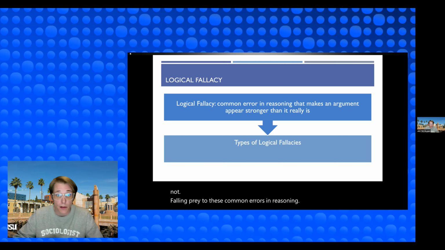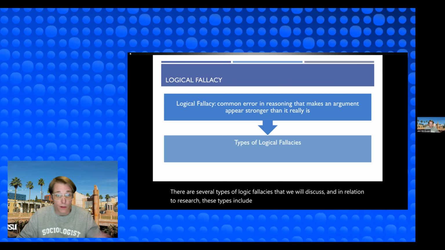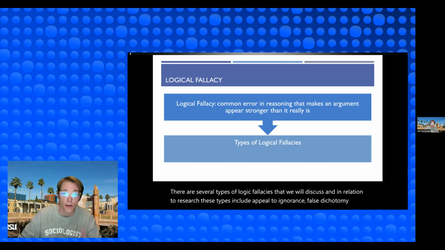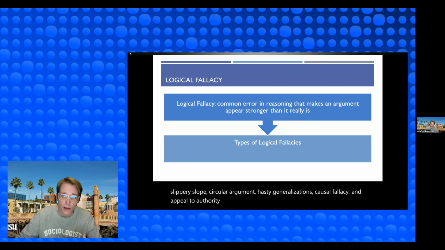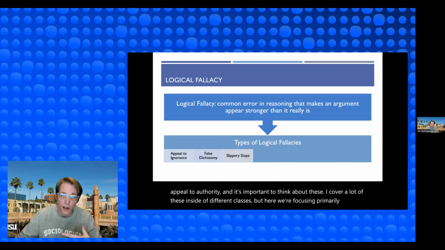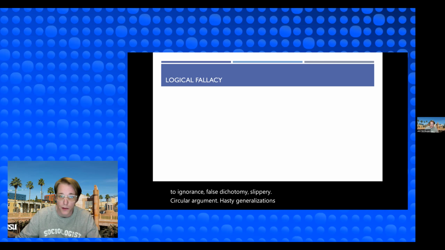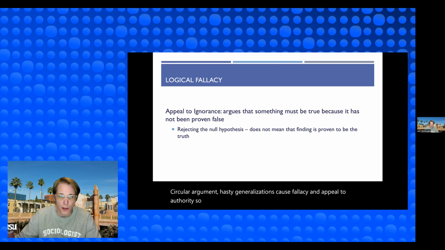There are several types of logic fallacies that we will discuss in relation to research. These types include appeal to ignorance, false dichotomy, slippery slope, circular argument, hasty generalizations, causal fallacy, and appeal to authority. It's important to think about these. I cover a lot of these inside of different classes, but here we're focusing primarily on research. So let's jump on into it, shall we?